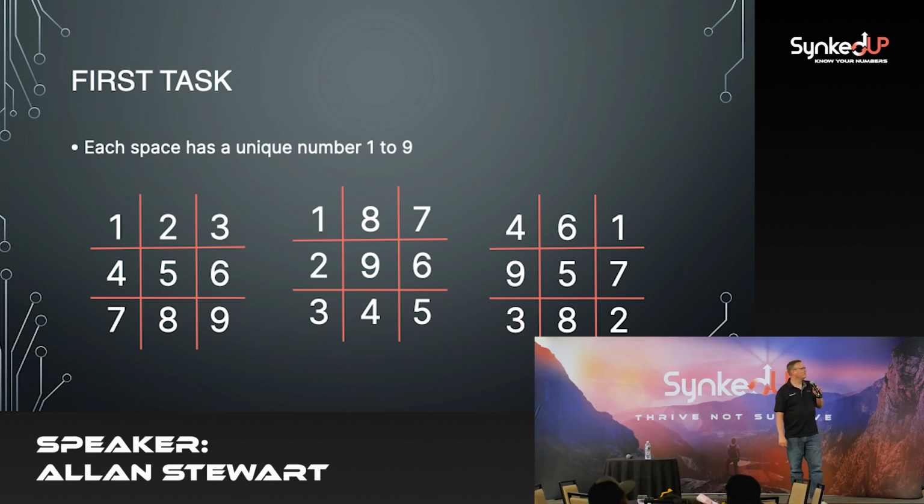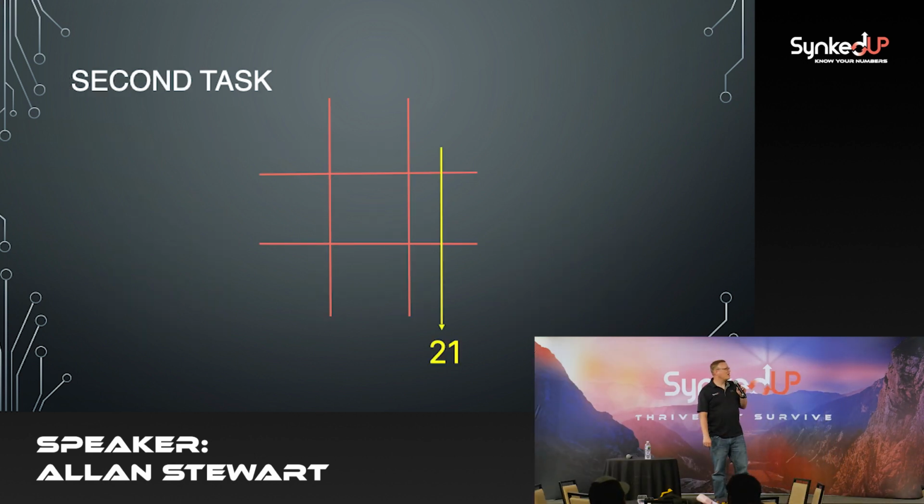Next slide, please. In this second task, we're going to do exactly the same thing. It's still, you're going to put 9 numbers on the grid, except for this time, the right-hand column, I really need it to add up to 21. Okay, so this is where the hard math comes in.